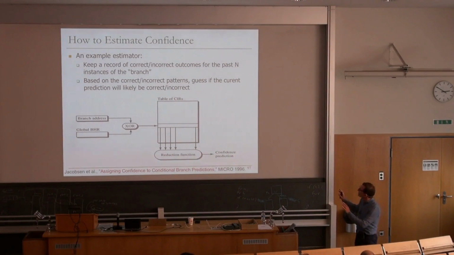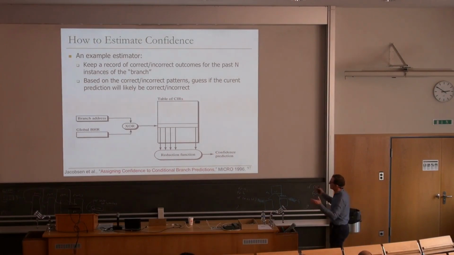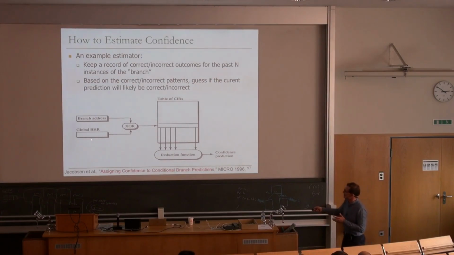This is one example, a confidence estimator. You keep a record of correct and incorrect outcomes for the past n instances of the branch. Based on the correct, incorrect patterns, guess if the current prediction will likely be correct or incorrect. So this is one example here. I don't even remember what CIR stood for, but basically you get a confidence prediction based on the correct, incorrect outcomes that you stored for a given branch. And you can index that table based on the branch and global history register also. But this paper examines many other possibilities, so take a look if you're interested.